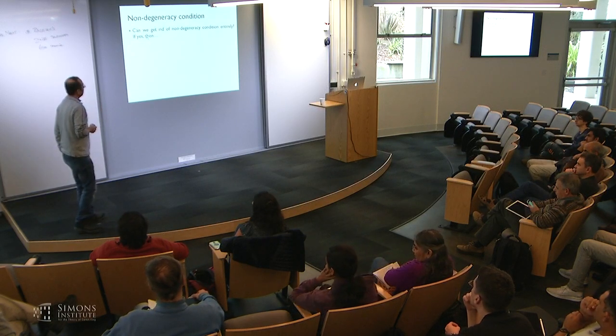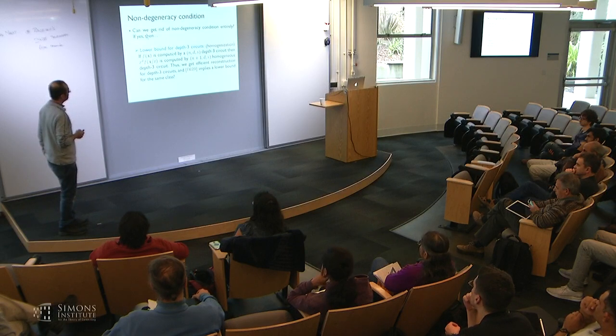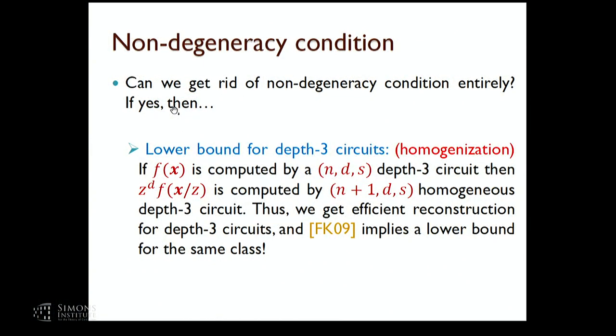Okay, so some of the consequences are the following. The first consequence is that if you could do the same thing without non-degeneracy, that would imply a lower bound for depth 3 arithmetic circuits, which is not known yet, by a simple homogenization trick. Suppose f is computed by an NDS depth 3 circuit, then you can homogenize it, and this homogeneous polynomial would be computed by a homogeneous depth 3 circuit in one more variable, and thus we'd get an efficient reconstruction for depth 3 circuits, which in turn will imply a lower bound for the same class, right? Because learning implies reconstruction, we already saw. Learning implies lower bound, yes.